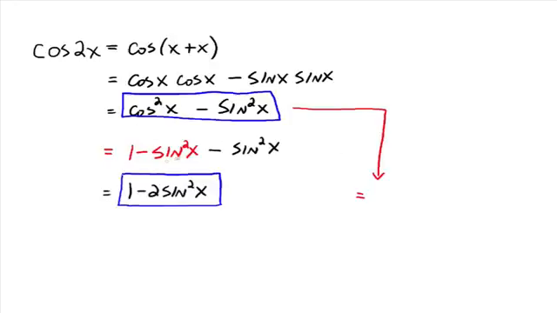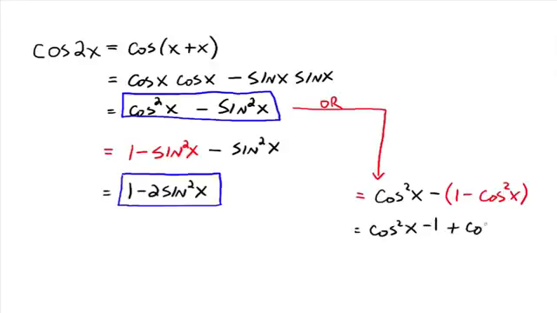We rewrote cosine squared as 1 minus sine squared, right? Well, we could just as easily say, let's rewrite sine squared as 1 minus cosine squared. So you need parentheses and it'll be 1 minus cosine squared x. I'll put a big or up here. All right, so what does that go to? That goes to cosine squared x minus 1 plus cosine squared x, which goes to 2 cosine squared x minus 1. So we've got a third identity that cosine of 2x could be written as.